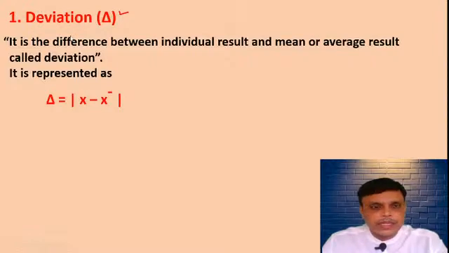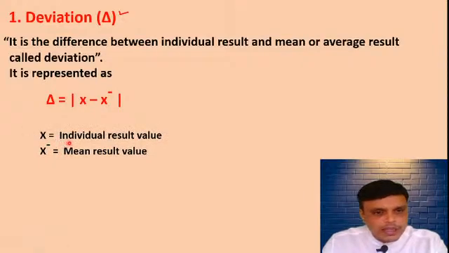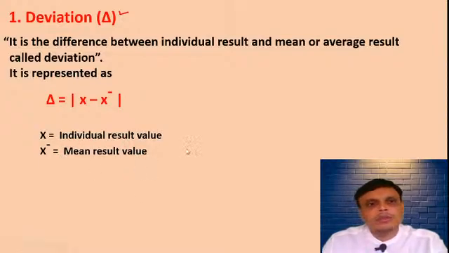First, you have to calculate deviation. To calculate deviation, you have to calculate the mean or average result. Because if you see the formula, deviation is represented as delta equals x minus x bar. And what is this x? X means it is an individual result, and x bar means it is the mean or average result value. So to calculate deviation, you have to calculate the mean. So for example, if you are asked any problem, then the first thing you have to calculate is the mean.